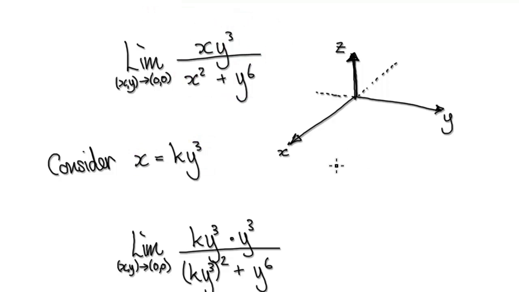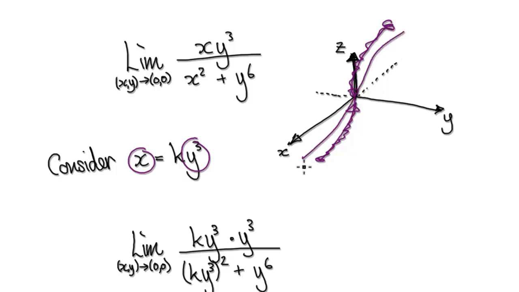So what I'm saying here is approach the origin in the manner of x equals y to the power of 3. Which will look something like this. Y to the power of 3 looks like this. So approach the origin in the manner of y to the power of 3. So maybe something like this. So approach it in the manner of x equals y to the power of 3, something like this.